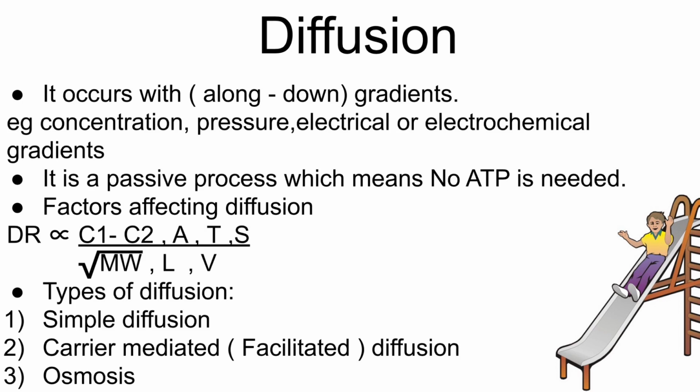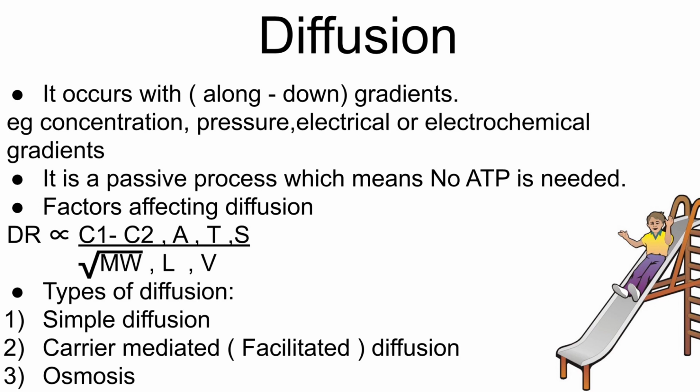Thirdly, the factors affecting diffusion rate. There are 7 factors that affect diffusion rate. Diffusion rate is directly proportionate to 4 of them. A, the concentration gradient. B, the temperature. C, the area of diffusion. And D, its solubility in water.